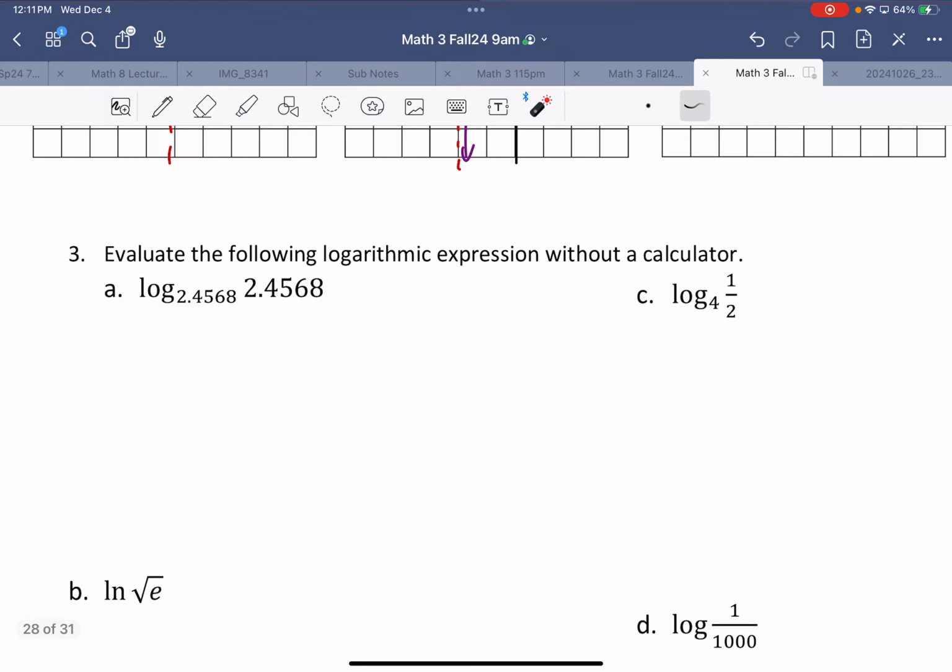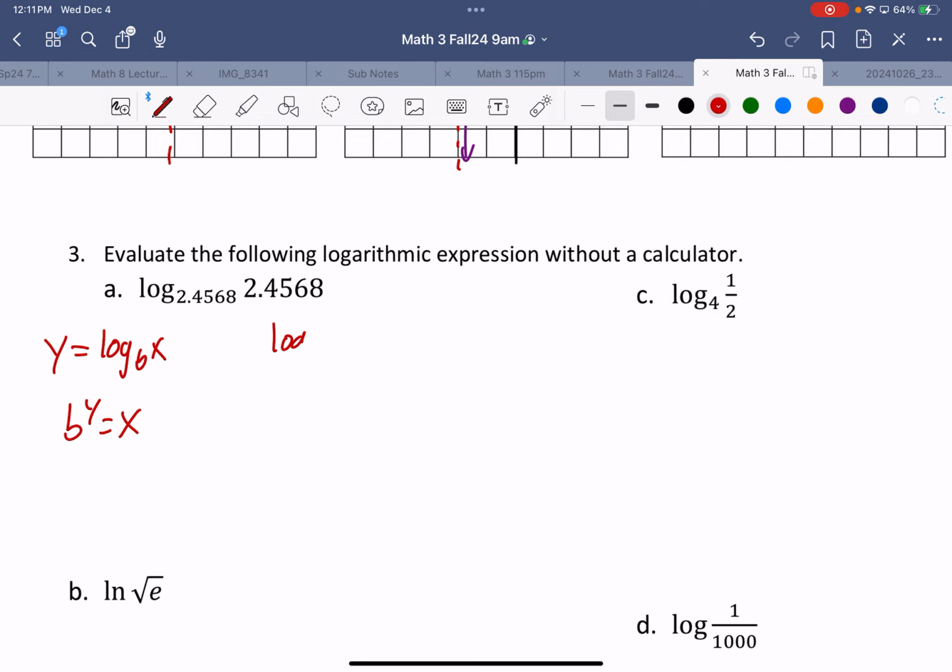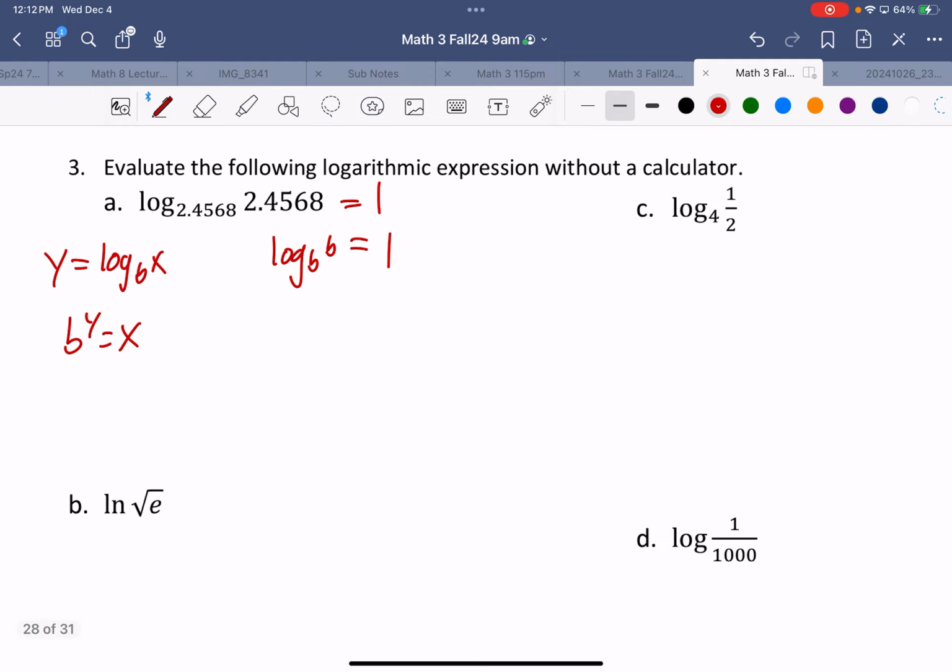Now with these, you can either rewrite these, right? Remember the property I've always said, log base b of x is the same as b to the y equals x. So you can either rewrite them, or some of these you can remember those properties that said if your base and your argument are the same, it's equal to 1. So this is equal to 1.